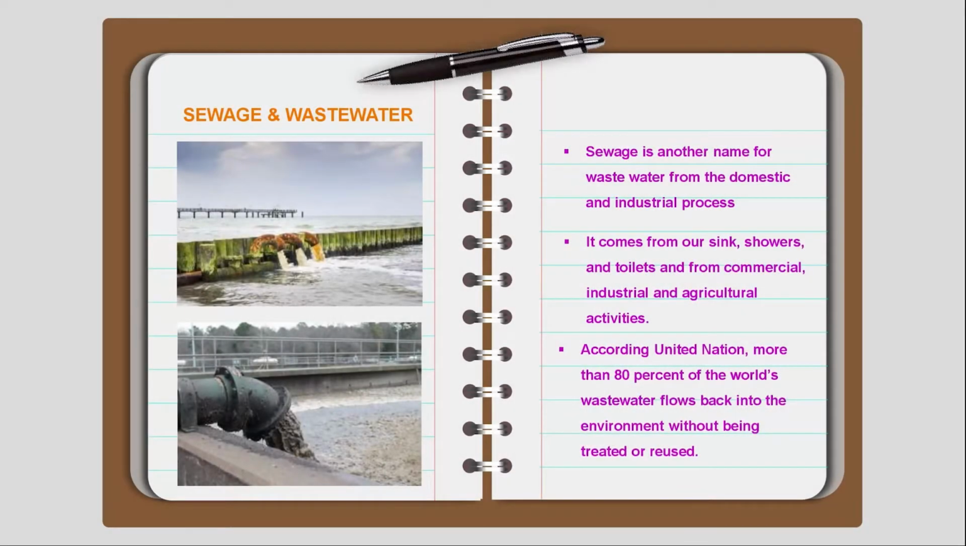Sewage and wastewater. Sewage is another name for wastewater from the domestic and industrial process. It comes from our sinks, showers, and toilets, and from commercial, industrial, and agricultural activities. According to the United Nations, more than 80% of the world's wastewater flows back into the environment without being treated or reused.